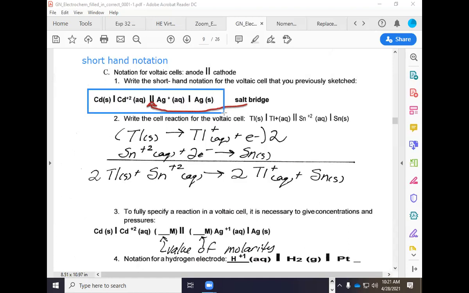So then if you were given a shorthand notation, you should be able to, from the shorthand notation, write the half reactions and then balance the electrons and then write the whole reaction. So the problem would give you this. And from this, you would have to do your half reactions.